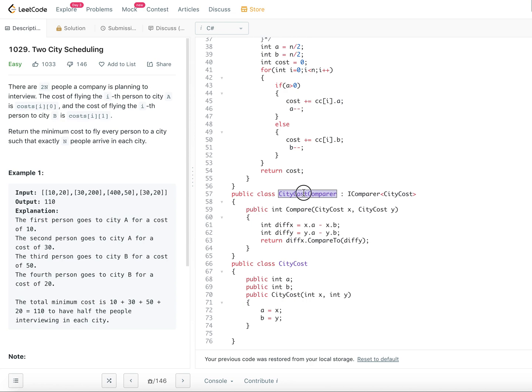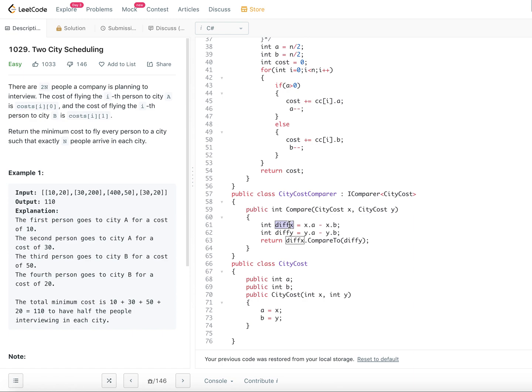So what is the city cost comparer essentially doing? It gets the difference for x and the difference for y: x dot a minus x dot b, and y dot a minus y dot b. So what is the difference between comparing both cities?